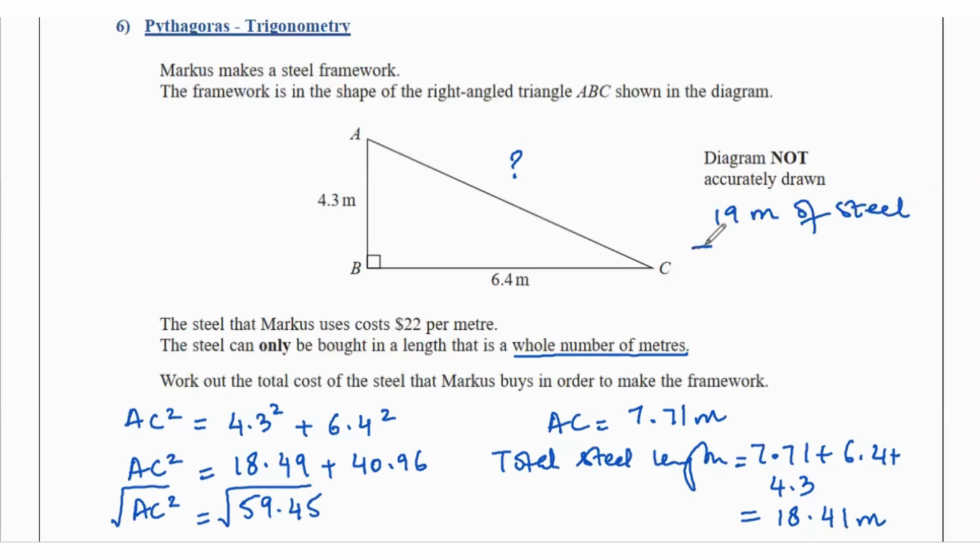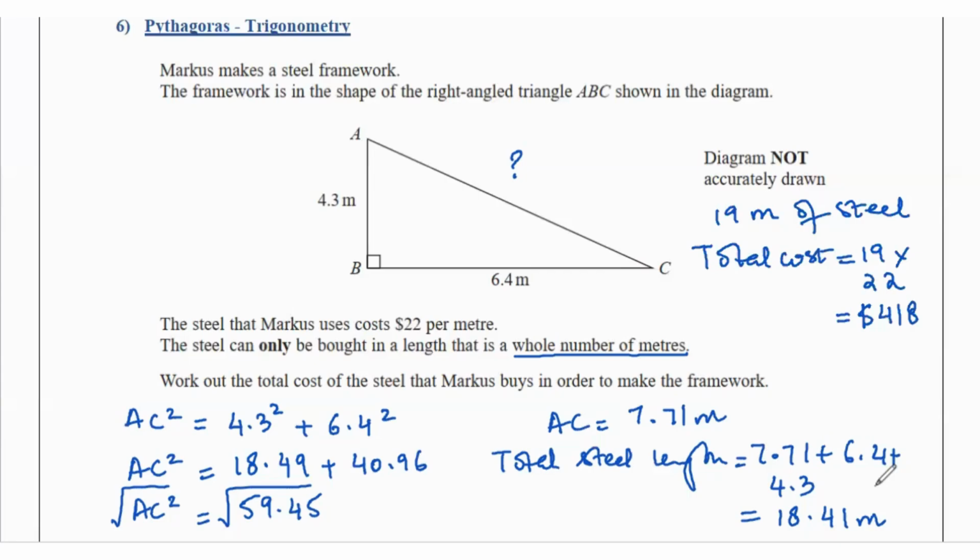So now for the total cost, it's going to be 19 times 22, and that gives us $418. So you have to be very careful about what the question states. If it wasn't saying that we need to buy a whole number of meters, then we could have easily used 18.41. But since it has restricted that the meters need to be a whole number, then we round 18.41 to 19, and then we times that by 22.